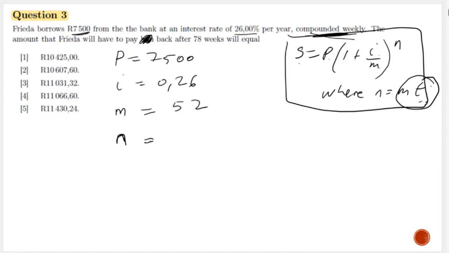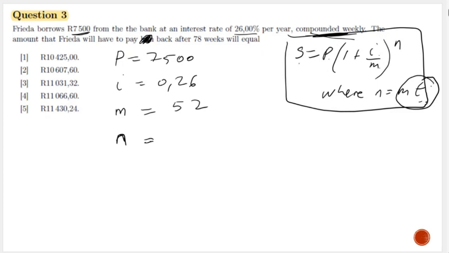I'm thinking it is 78 multiplied by... 52. Yes. Okay. Any other person? Isn't it 52 multiplied by 78? Okay, that's what Dimakato is saying. Sinenhlanhla, what do you think is our N here? I was thinking the same thing, but when I put it on my calculator, I'm not sure. Not sure, ma'am.